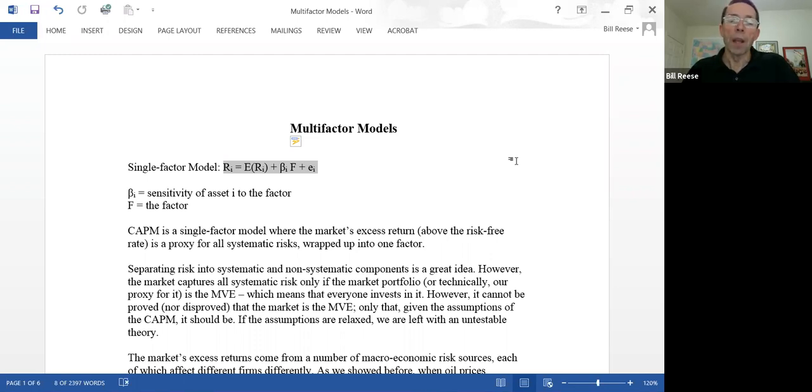But at any rate, we want to remember that the capital asset pricing model is a one factor model, and the one factor is R sub M minus R sub F, the excess return on the market. So that would be the capital asset pricing model.